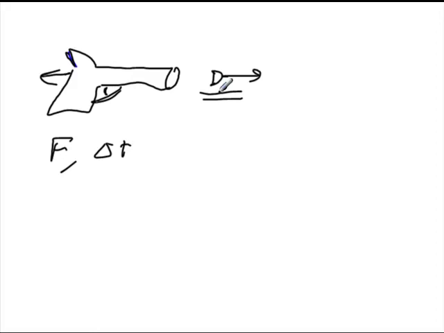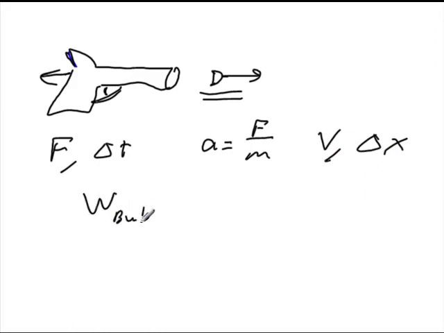However, the bullet being much lighter has a much larger acceleration. Remember, acceleration is force over mass. It has a much higher acceleration, which means for the same amount of time, it's going to reach a much larger v, and with a larger v for the same amount of time, a much larger delta x. That means the work done on the bullet, equal to force times distance, will be much greater than the work done on the gun. That means the change in kinetic energy for the bullet will be much larger than the change in kinetic energy of the gun. Since they both started at rest, the bullet will pick up more total kinetic energy.